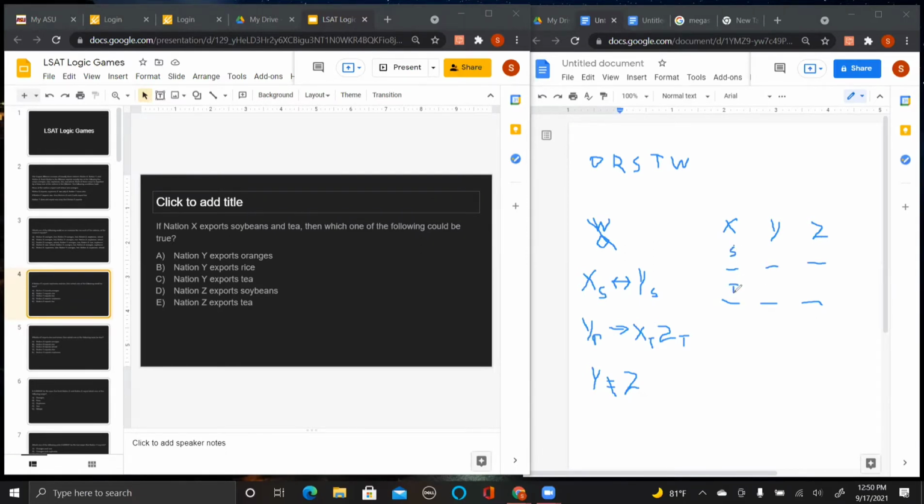what does that trigger? Well, nation X has soybeans, then Y also has to have soybeans. Now remember, there are 6 slots and 5 options. Nothing else can repeat. You can only have one variable happen twice. So we for sure can't have this, because if Y exports rice, then we have 2 T's, and we can't have 2 T's, we already have 2 S's. So nation Y exports rice cannot be true.